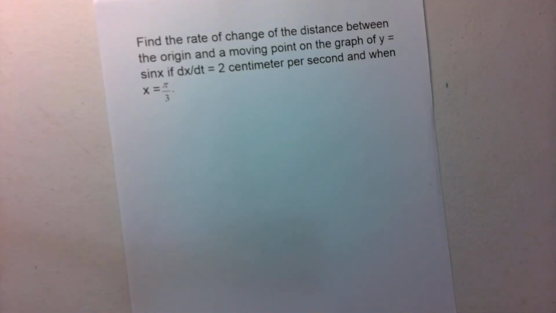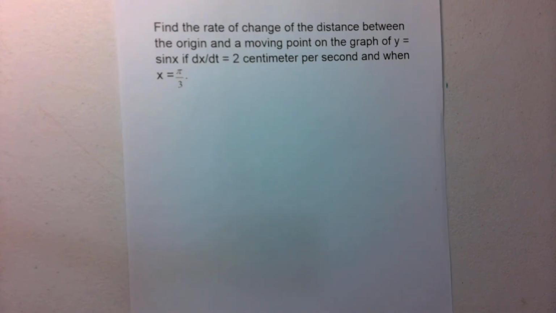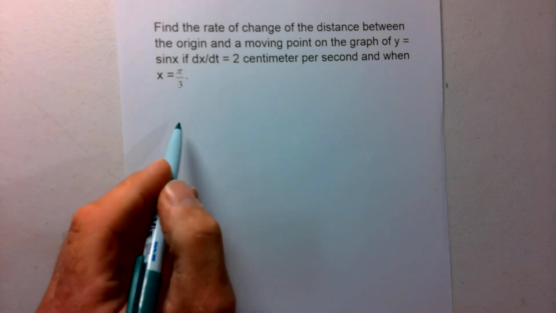I know it's kind of a lengthy process here today, but we're going to go ahead and do one more. It's kind of a fun one. I enjoy this kind of problem. We're going to find the rate of change of the distance between the origin and a moving point on the graph of y equals the sine of x, if dx dt equals 2 centimeters per second, when x equals pi over 3.